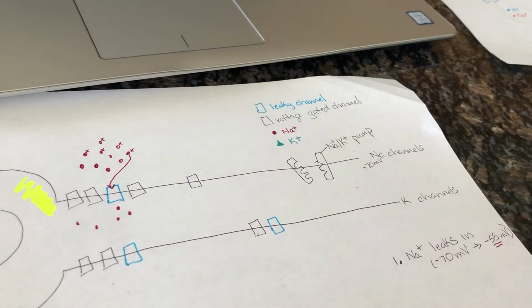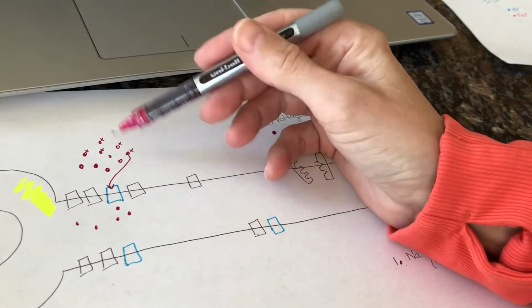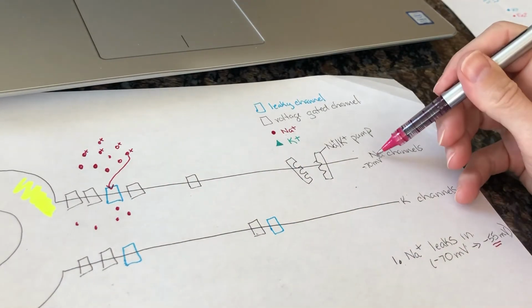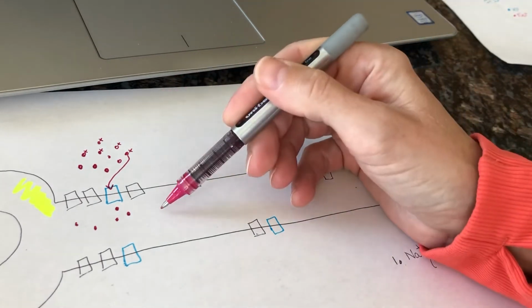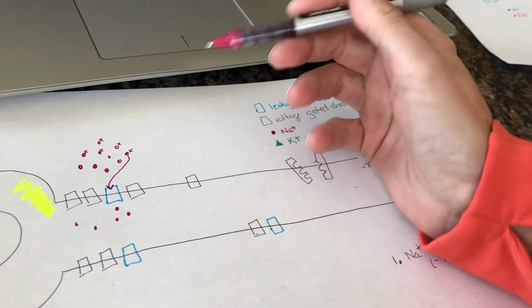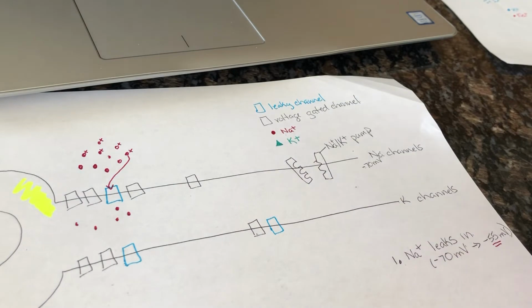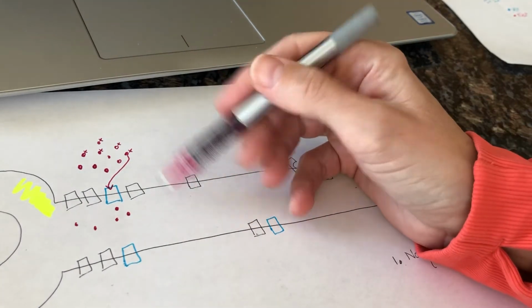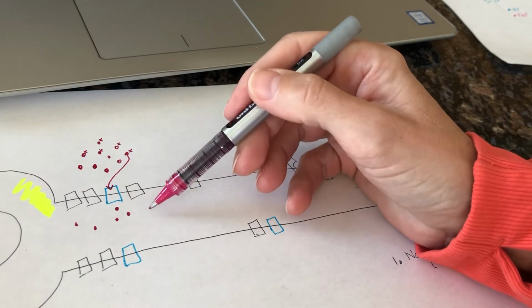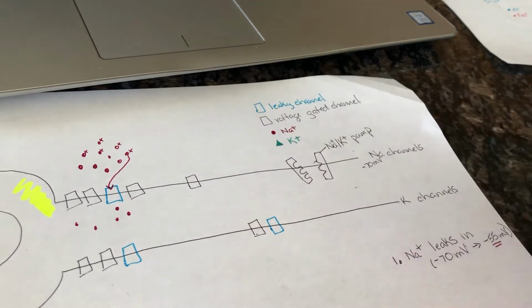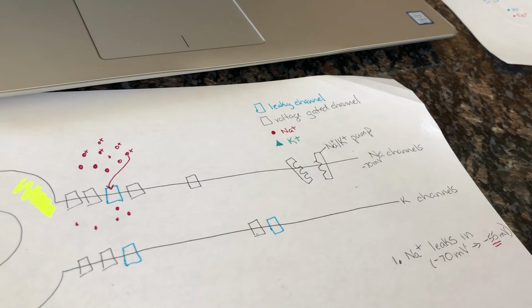Now here's the thing. Why does sodium want to come in? Number one, this is what I was trying to say before, it's negative inside. So positives want to come into negatives because they're attracted. Opposite charges attract. Secondly, there's a concentration difference. There's a lot of sodium on the outside of the neuron. There's not much sodium on the inside of the neuron, so sodium wants to come in. So two things are driving that reaction.